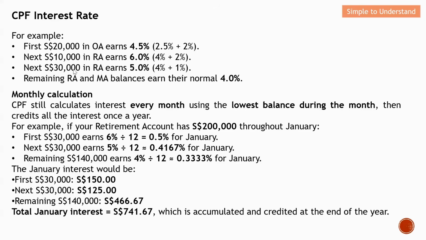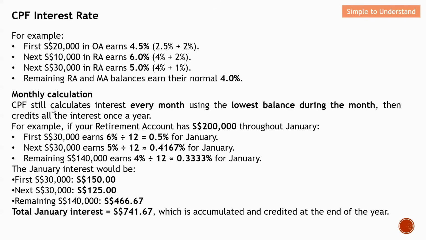While the next 30K, we cannot lump in the OA anymore. We can only lump in the RA or MA. For this case here, since we have surplus in the RA, the next 30K in the RA will earn additional of 1%. So instead of 4%, it will be 5% for this case here. While the remaining RA and MA, they will enjoy their normal base interest, which is 4%.